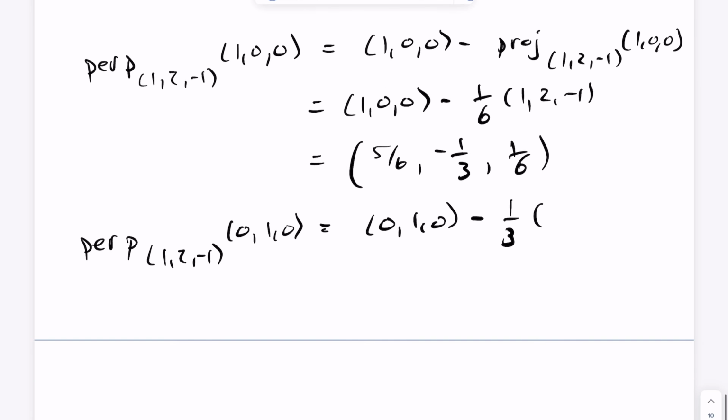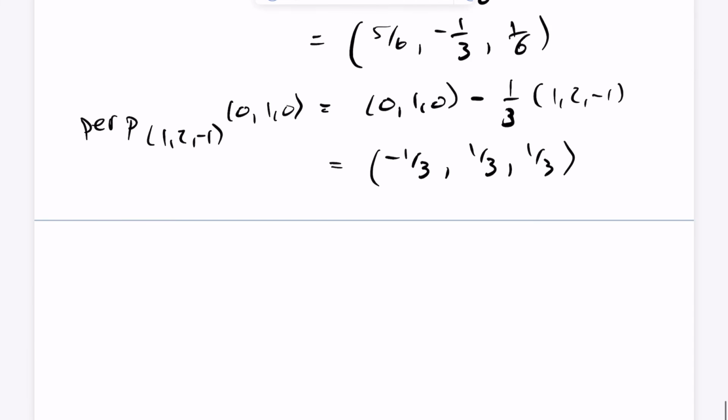And then times our 1, 2, minus 1. And this ends up being negative 1/3. This will be 1 minus 2/3, which is going to be 1/3. And this is going to be 1/3. So we have that one.